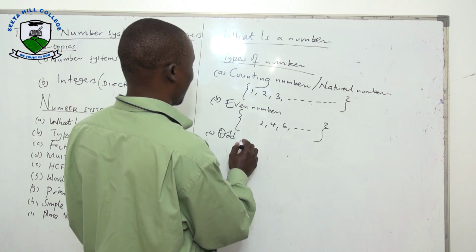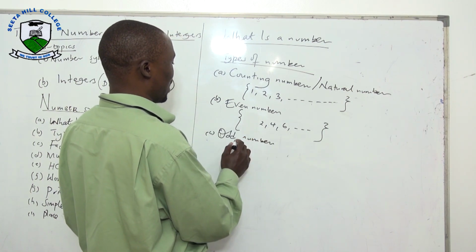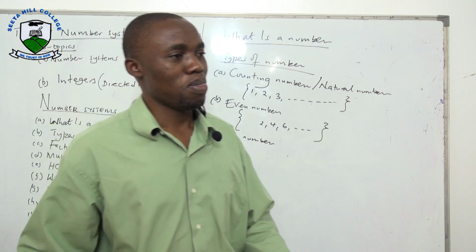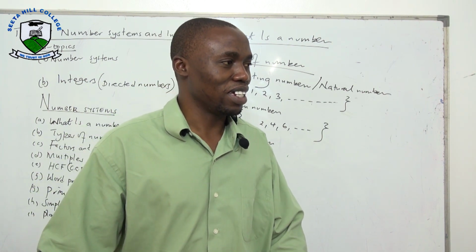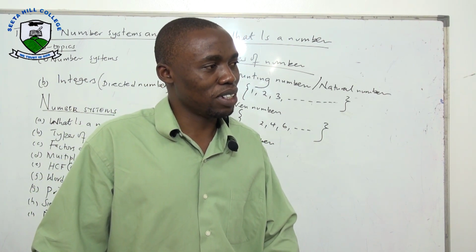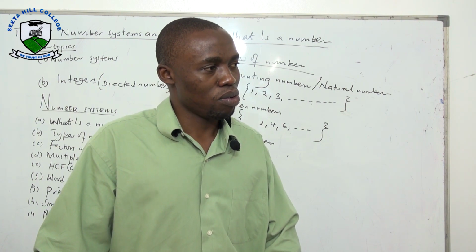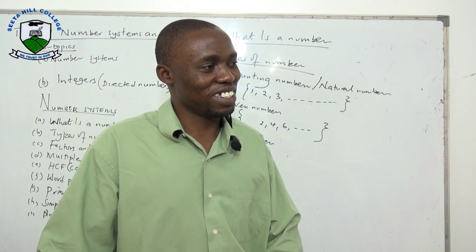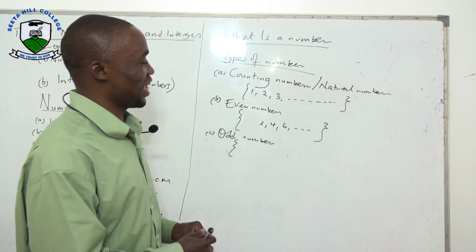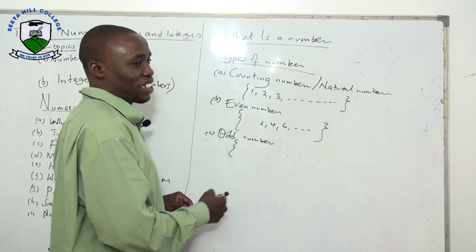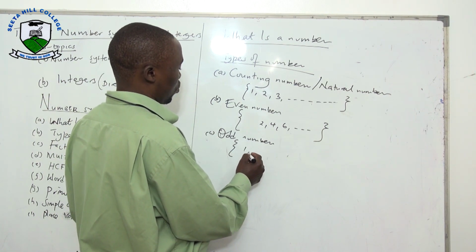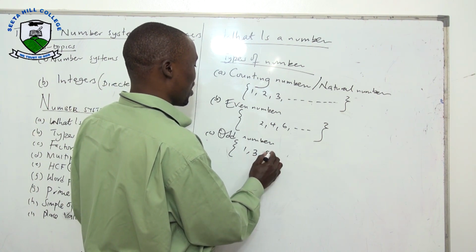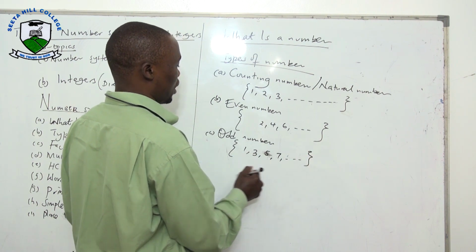Odd numbers? They are numbers that can't be divisible by 2. Are you very sure they can't? What do you mean by not divisible by 2? When you divide it by 2, you leave a remainder. That means on division by 2 they leave a remainder. What are they? 1, 3, 5, 7. That's exactly it.